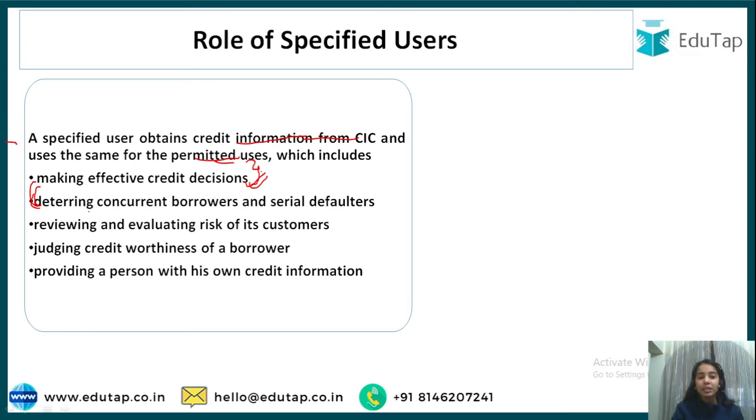So it deters the concurrent borrowers, or the serial defaulters, with the information that is provided by the companies. Reviewing and evaluating the risk of its customers, because if the banks have the data that this customer is a very reliable customer, it has taken 5 loans and it has already paid back the 5 loans on time, and the other person has taken 2 loans and has not even paid one loan back, so the risk of the customer is also known.